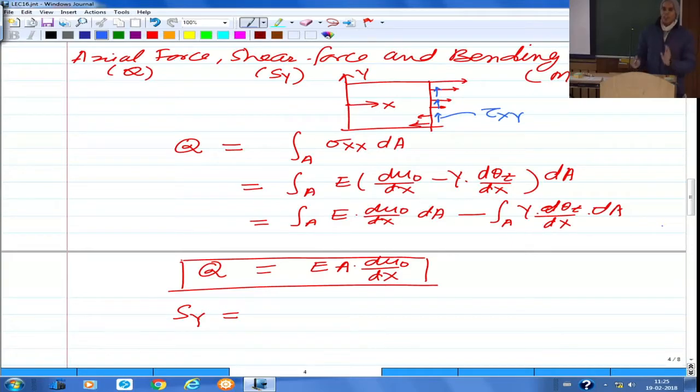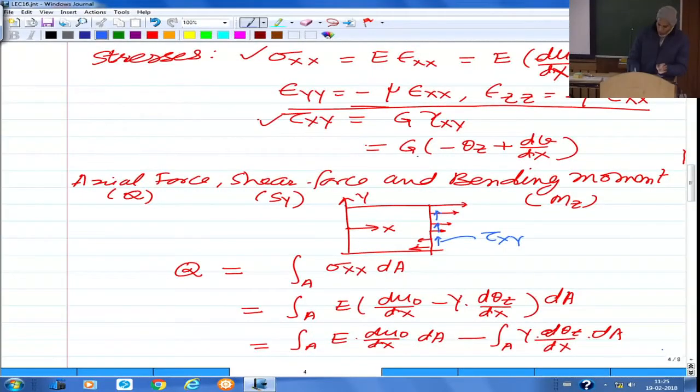Of course, in this theory we are assuming that tau xy, as you see in the expression here, is G times minus theta z plus dv by dx, and theta z and v, both of them are only functions of x. So we are taking this shear stress to be constant through the thickness. But you would have studied transverse shear stresses in beams. You find that this is actually not constant, but has, for say a rectangular cross section, a parabolic variation. That's the limitation of this theory, that rather than taking the actual shear stress distribution which is parabolic, we are taking it to be constant.